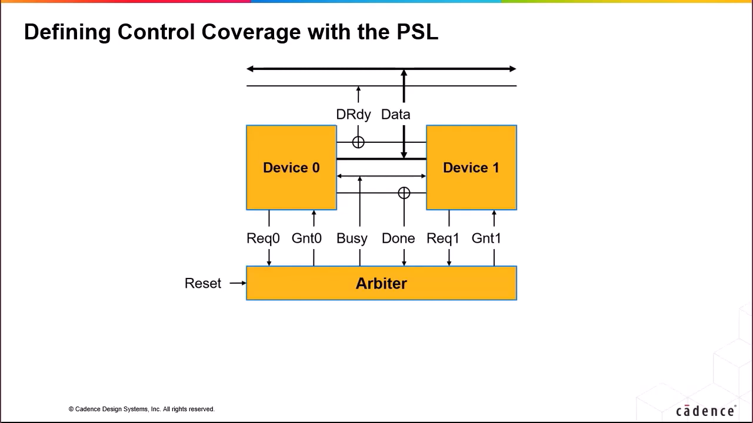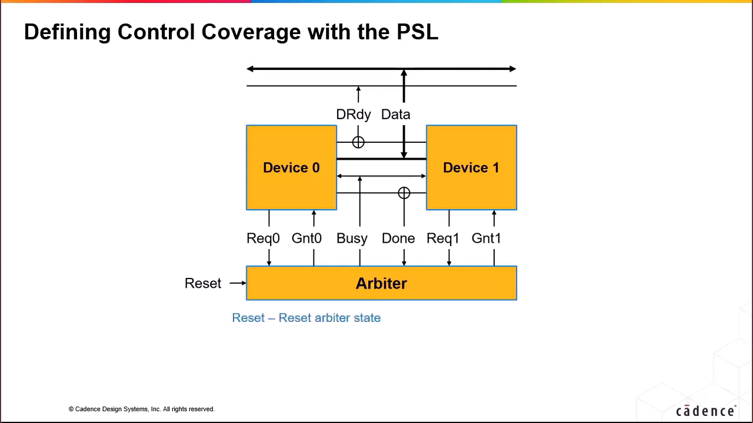This video gets you started using Property Specification Language assertions. Imagine a very simple bus protocol that requires 7 signals.